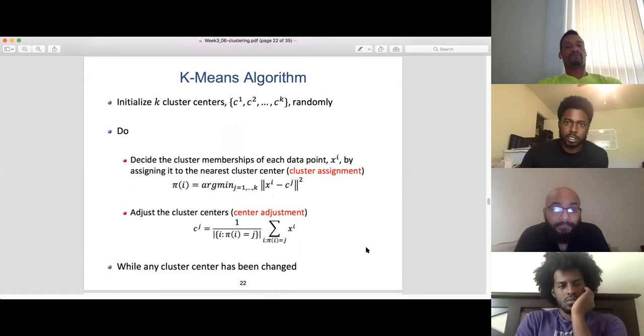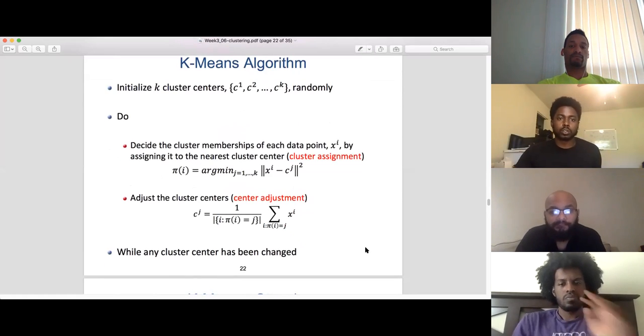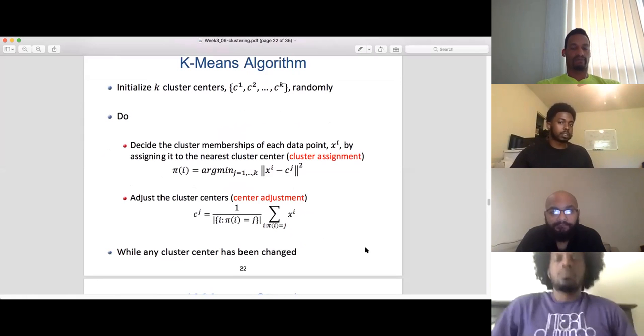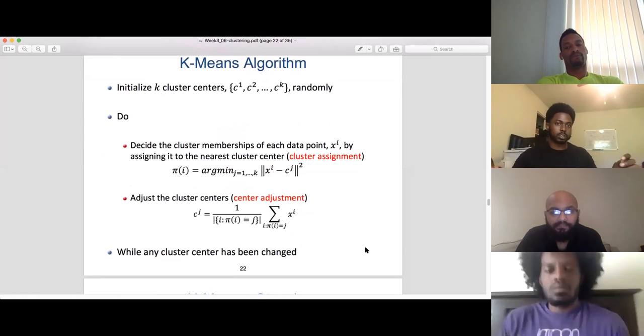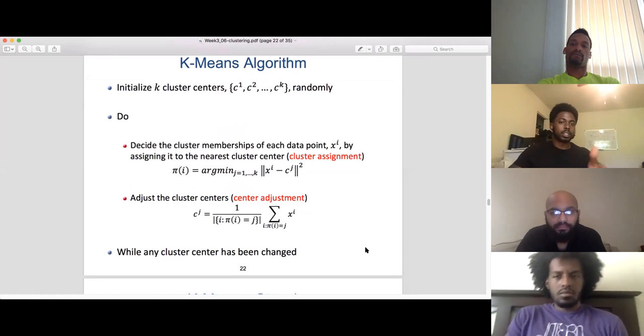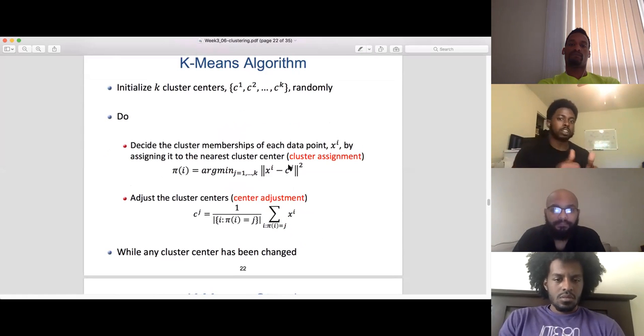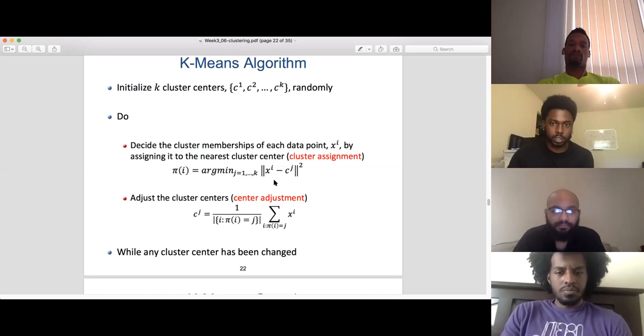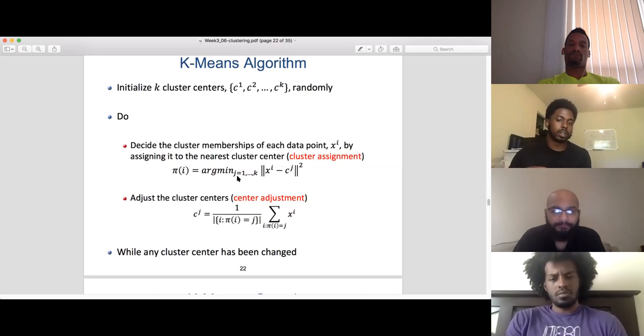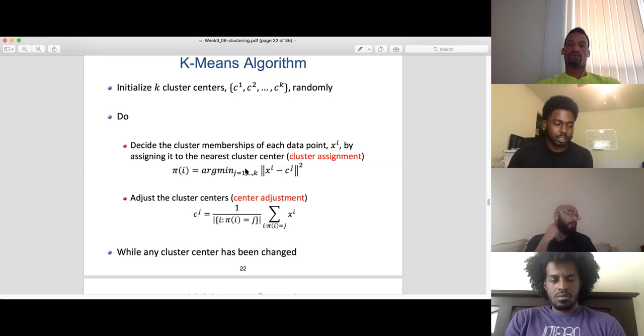Okay, so what is this k-means algorithm that we've seen? We're going to initialize however many clusters we're specifying randomly. So you saw the centroids. We're just going to assume that there's k number of clusters. And there's 2 steps to the algorithm. First, we're going to decide the cluster memberships of each of the points x by assigning it to its nearest cluster center using some distance function, whichever cluster minimizes our dissimilarity function. In this scenario, we're using Euclidean distance.